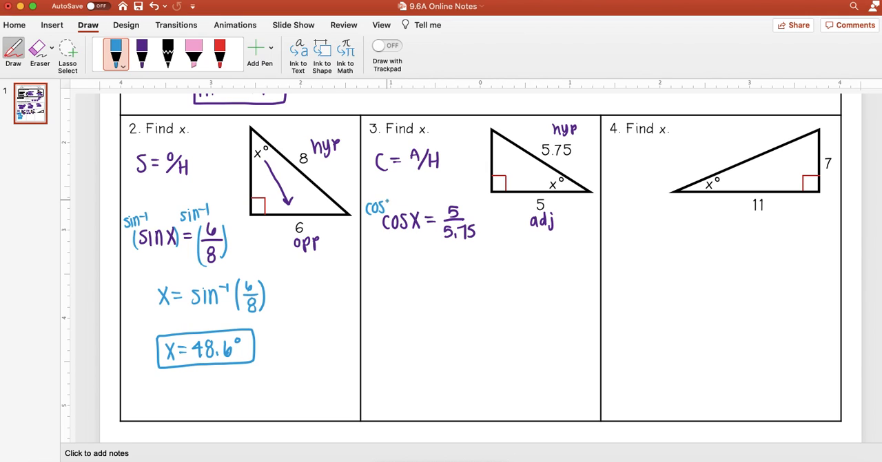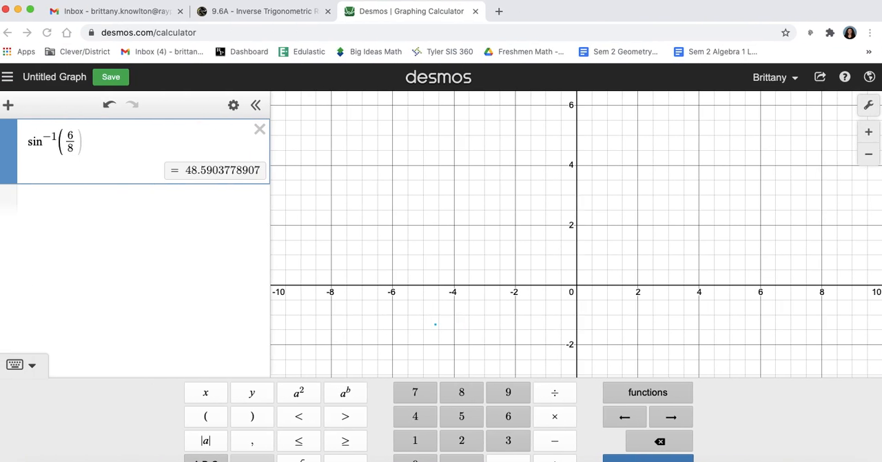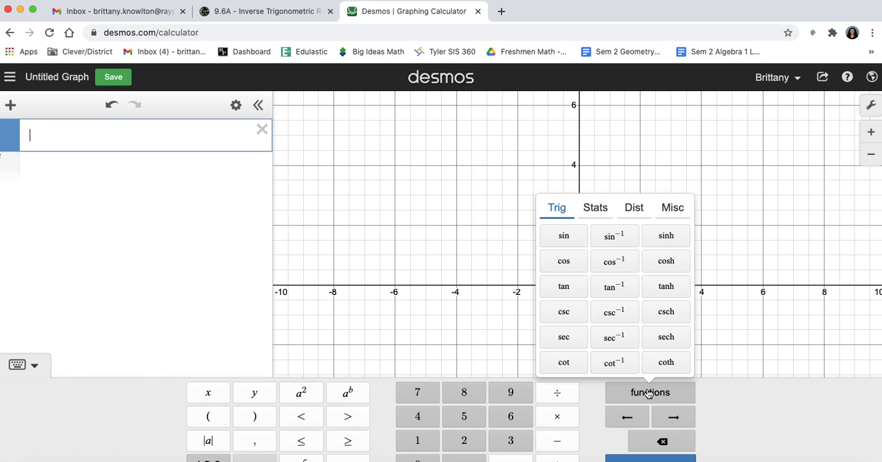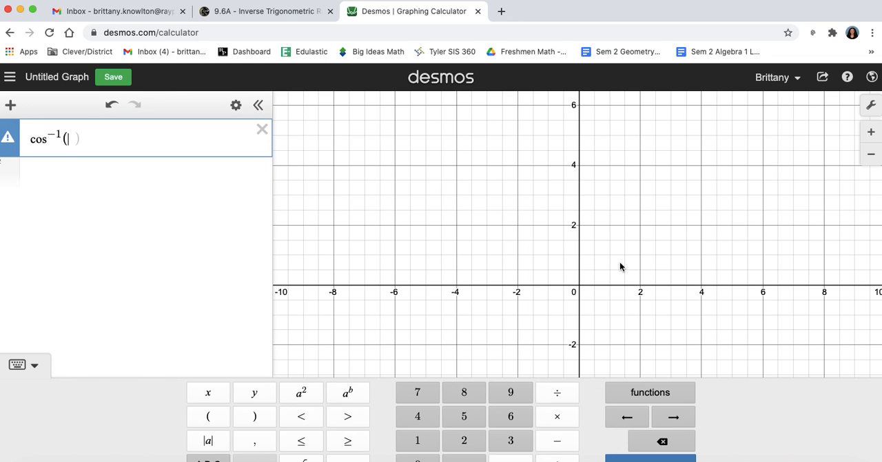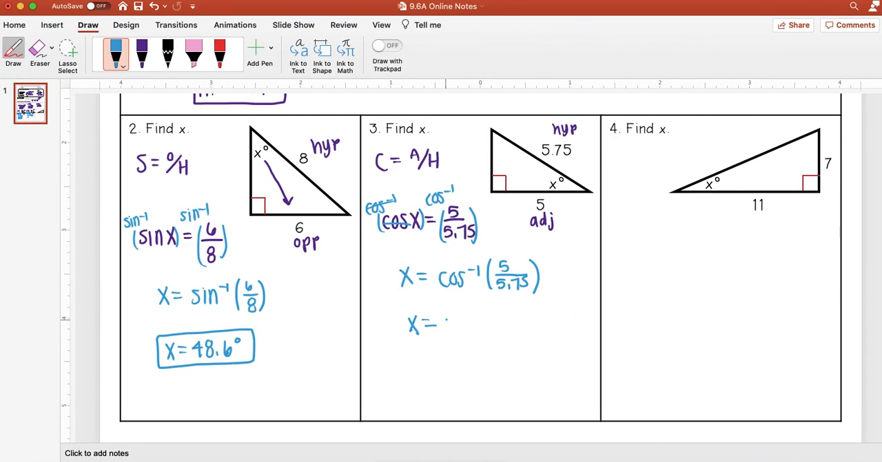And then now I'm going to take the cosine inverse on both sides. And again, this allows me to get x by itself. So those cancel each other out. And so I have x is equal to cosine inverse of 5 over 5.75. So go to functions, click on cosine inverse, and I'm going to type in 5 divided by 5.75. And rounding to the nearest tenth, I see that my missing angle is 29.6 degrees.